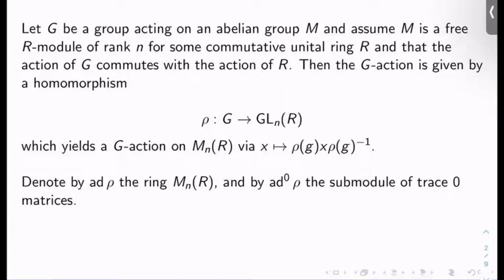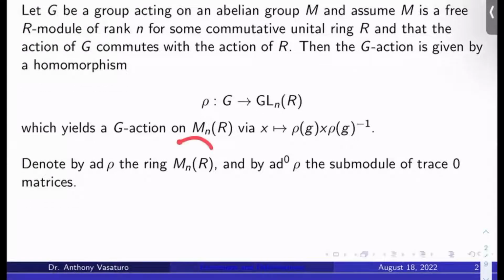The G action then is given by just a homomorphism, a representation of G, rho from G to GL_N(R). Okay, and this representation rho yields a G action on M_N(R), the set of N by N matrices with entries in R. And that action is given by X maps to rho(g) X rho(g) inverse. This is all standard representation theory stuff. Okay, we're going to denote M_N(R) by ad rho, and ad^0 rho will be the submodule of trace 0 matrices. So all the matrices here with trace 0.